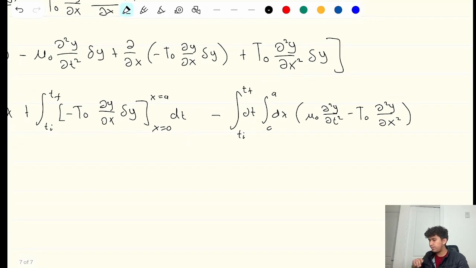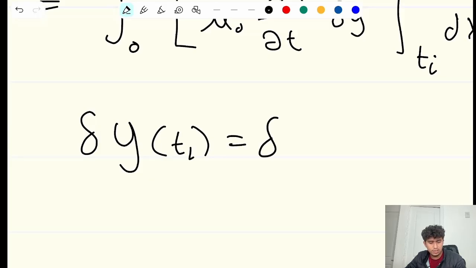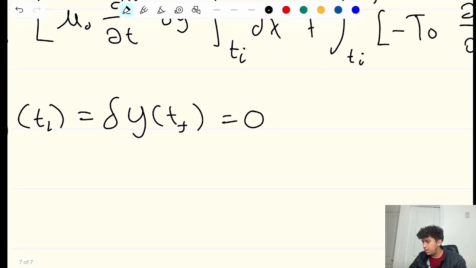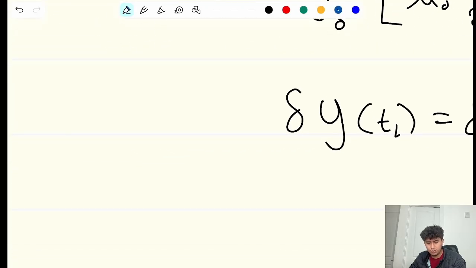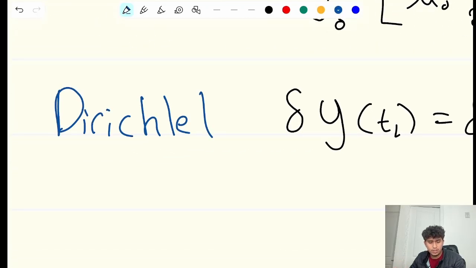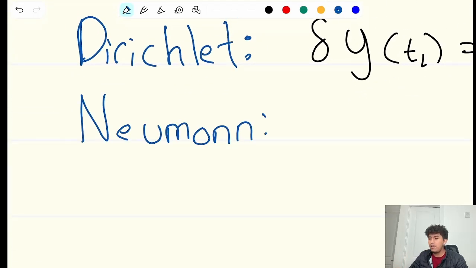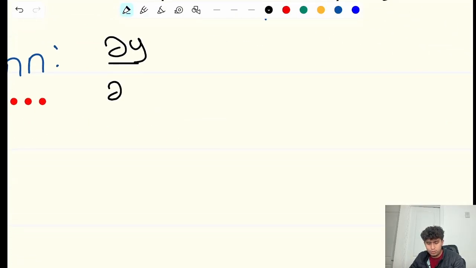Cool. Okay, so the variations of the endpoints of ti as before are gonna be 0, since whenever we do calculus of variations we don't vary the endpoints. Great. And this is gonna be true only for Dirichlet, where we're fixing the endpoints. But in Neumann boundary conditions, if you remember, the endpoints can vary, but we impose the following. We impose that this should be true.